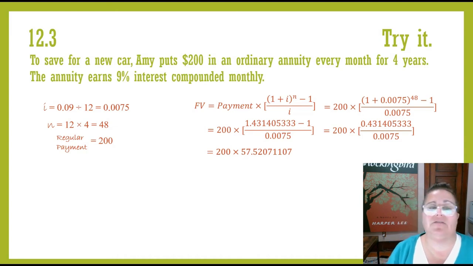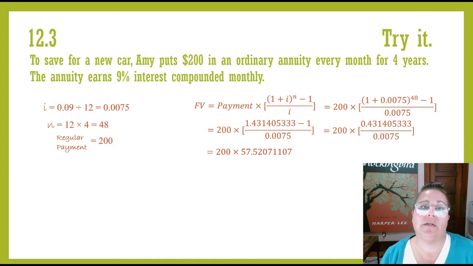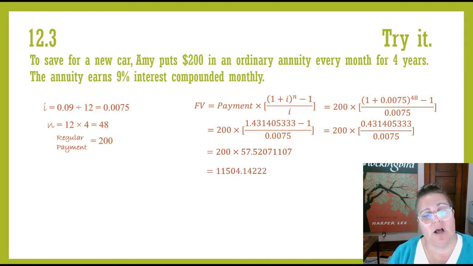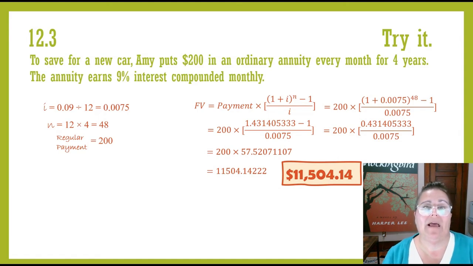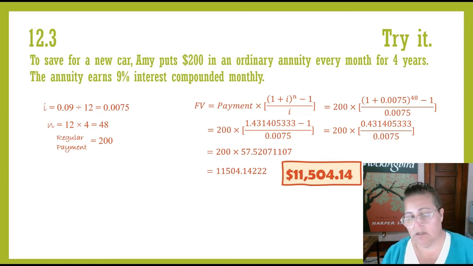200 times 57.52071107. When I multiply that out by the $200, I get 11,504.14222. This is the amount of money that will be the future value of this account. So Amy has been able to squirrel away $11,504.14. That will be the future value of that account.